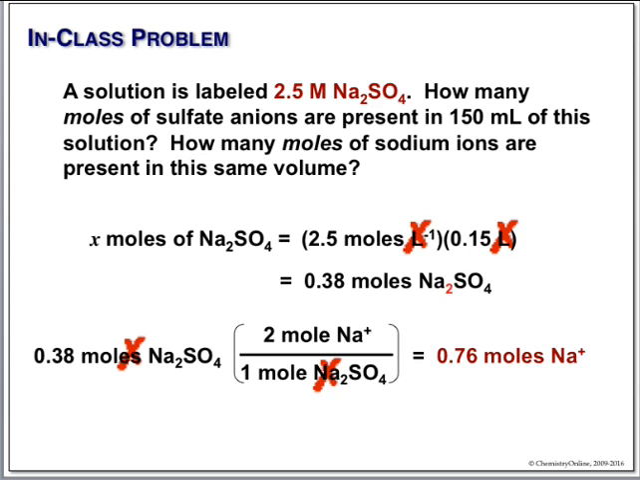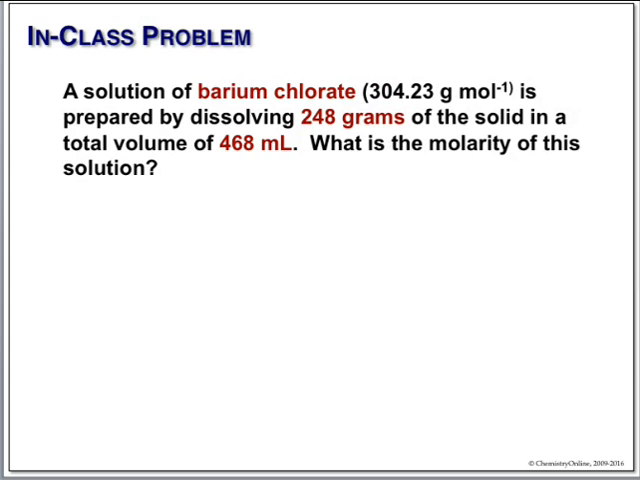All right, this problem is very similar, just slightly different math. Look at it and let's figure out how to do this. This is barium chlorate. We have a mass, we have a molar mass, and we have a volume. Go ahead and set up for the molarity of this solution.